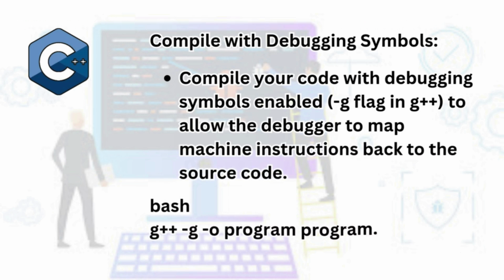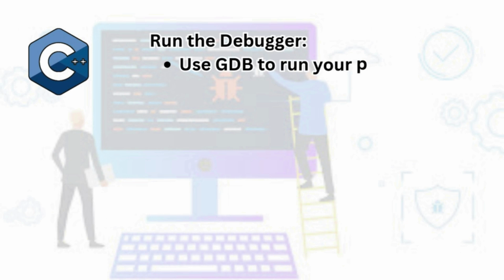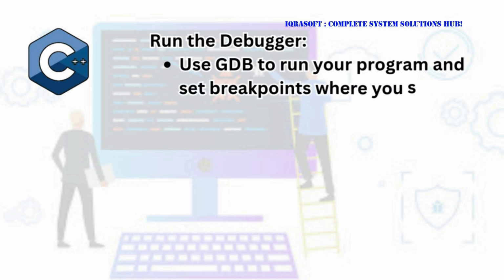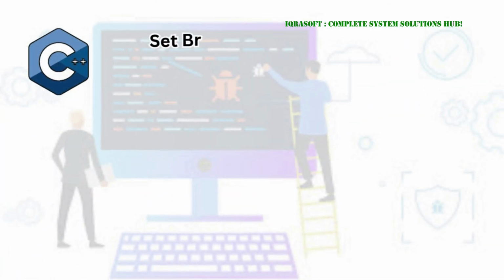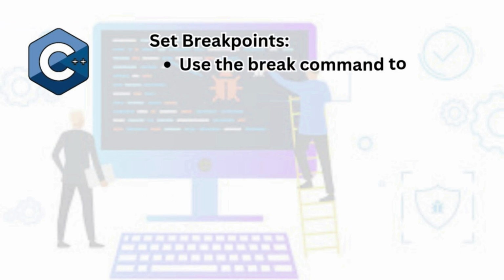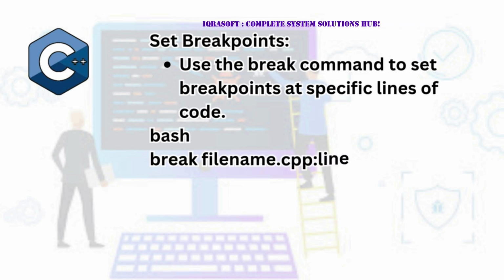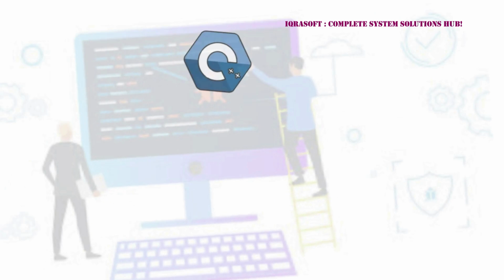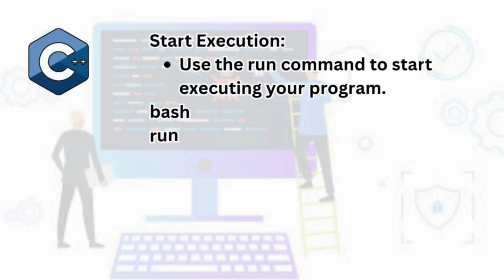Bash: g++ -g program.cpp. Run the debugger. Use GDB to run your program and set breakpoints where you suspect the error occurs. Bash: gdb program. Set breakpoints. Use the break command to set breakpoints at specific lines of code. Bash: break filename.cpp:line_number. Start execution. Use the run command to start executing your program.